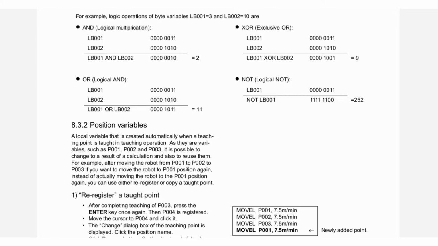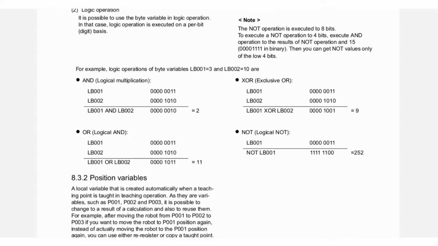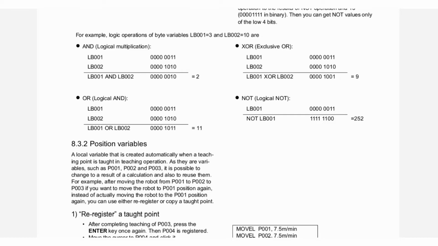For example, logic operations of byte variables where LB001 is equal to 3 and LB002 is equal to 10 are as follows. Logical multiplication, AND: LB001 is 00000011, LB002 is 00001010, LB001 AND LB002 is 00000010, which is equal to 2. Logical sum, OR: LB001 is 00000011, LB002 is 00001010, LB001 OR LB002 is 00001011, which is equal to 11.